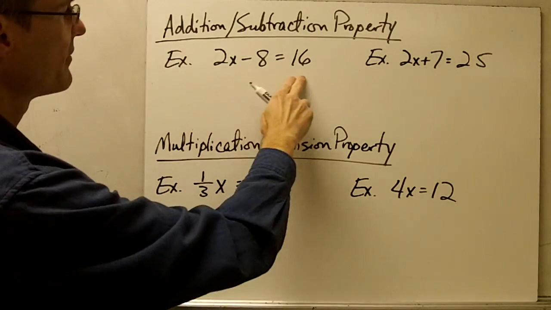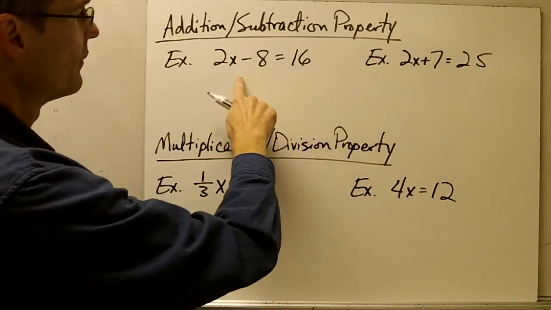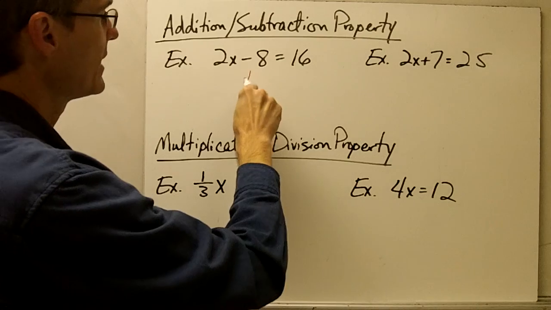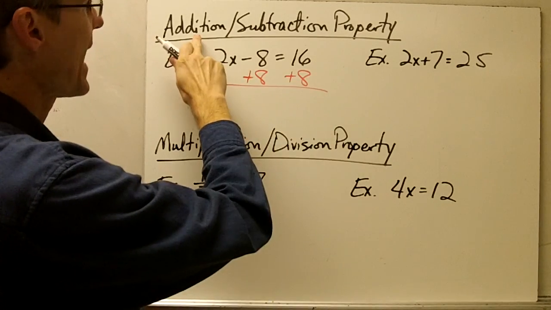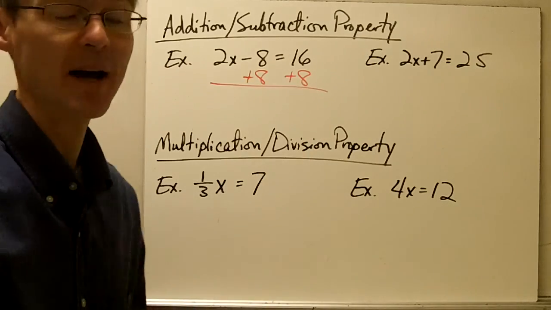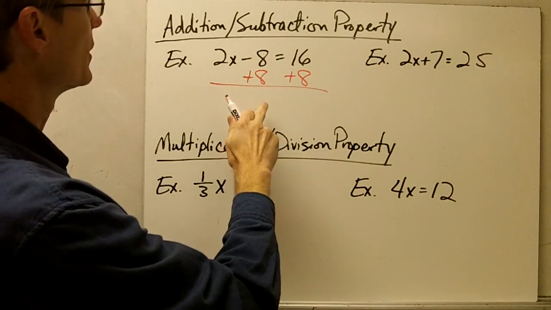So for example, if I had this equation that I'm trying to solve, the first thing that I would want to do is add 8 to both sides of my equation. Well, anytime I'm adding something to both sides of my equation, I'm adding the same thing to each side of the equation, I'm using the addition property.